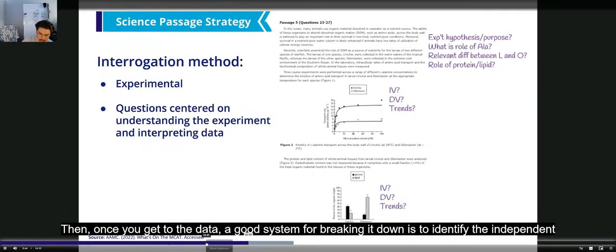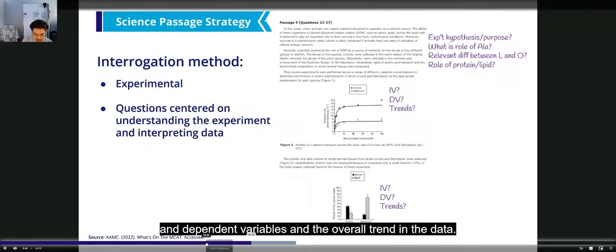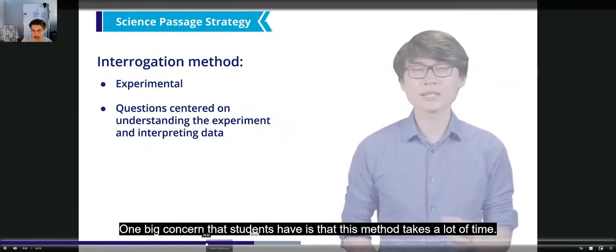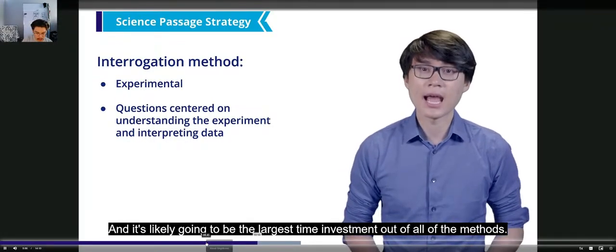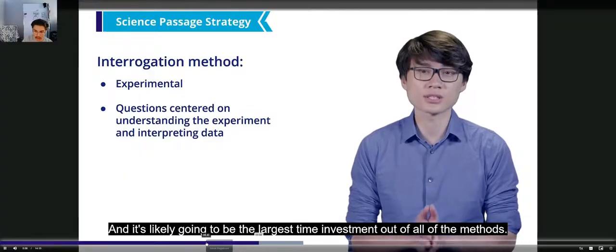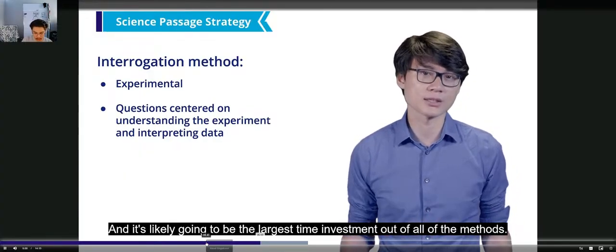Then, once you get to the data, a good system for breaking it down is to identify the independent and dependent variables and the overall trend in the data. One big concern that students have is that this method takes a lot of time, and it's likely going to be the largest time investment out of all of the methods.